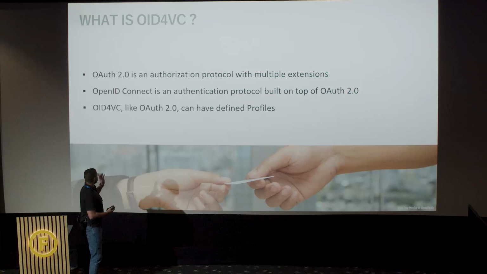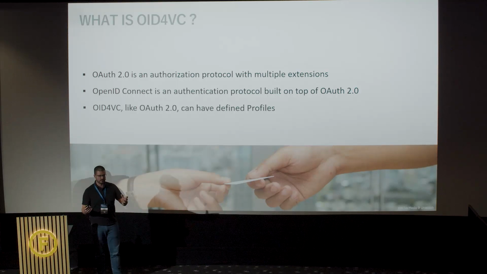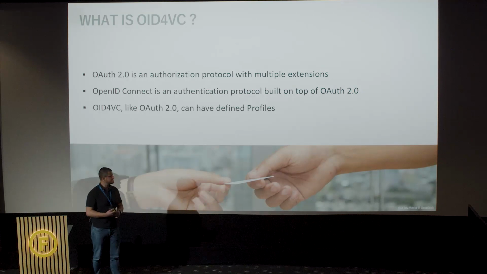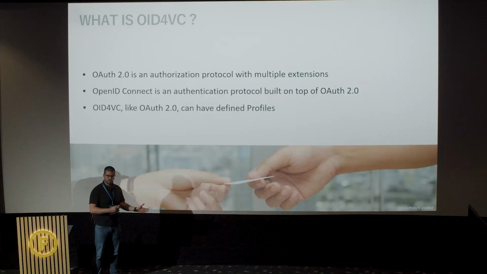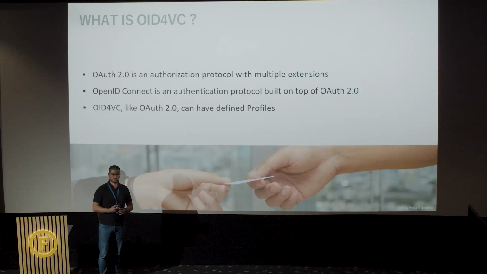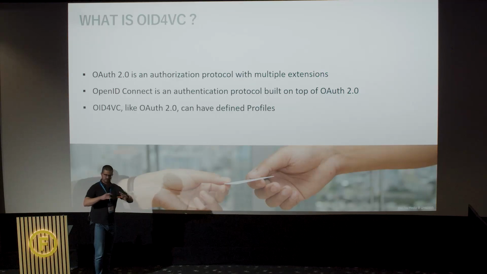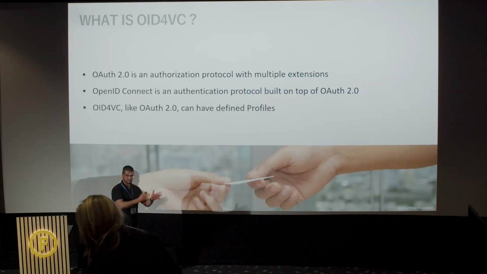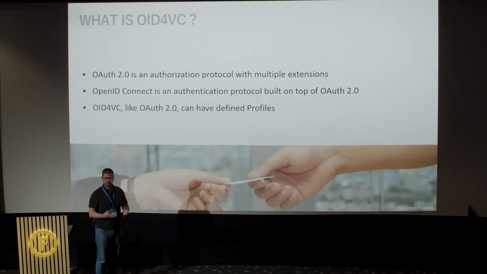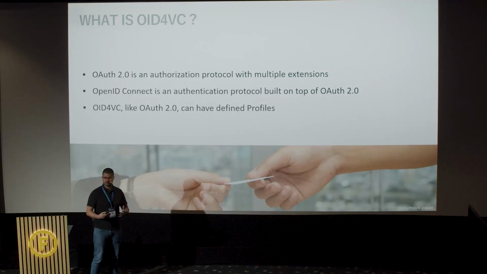So, OpenID for VC, just like OAuth2, can have defined profiles. You have different flavors in a way of implementing OAuth and OpenID for VC. You can choose to have direct post JWT. You can have, I don't know, JAR, which are secure authorization requests. So you can define a profile to say, I'm compatible with such a technology that uses OAuth2. And it's going to be a very important part, these profiles, because they allow interoperability between ecosystems.